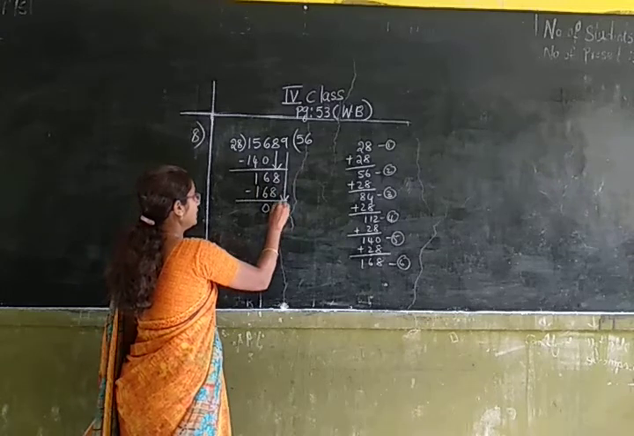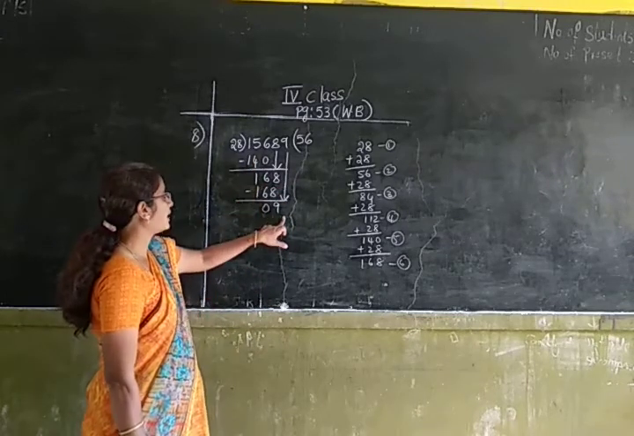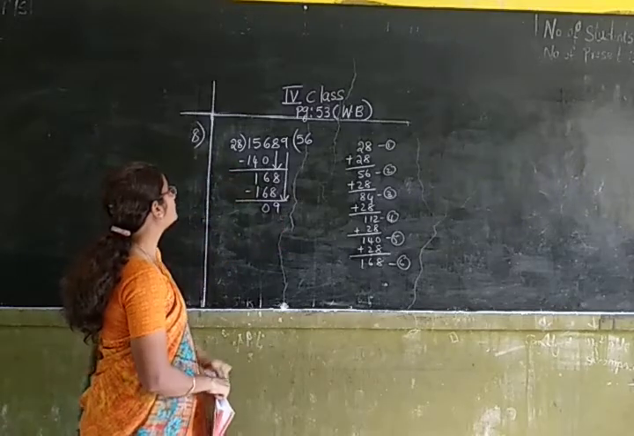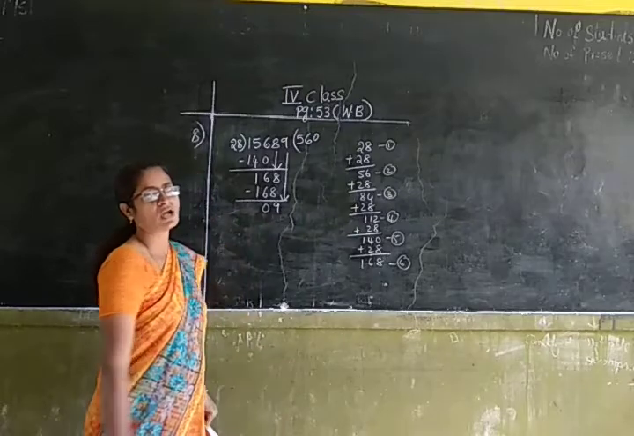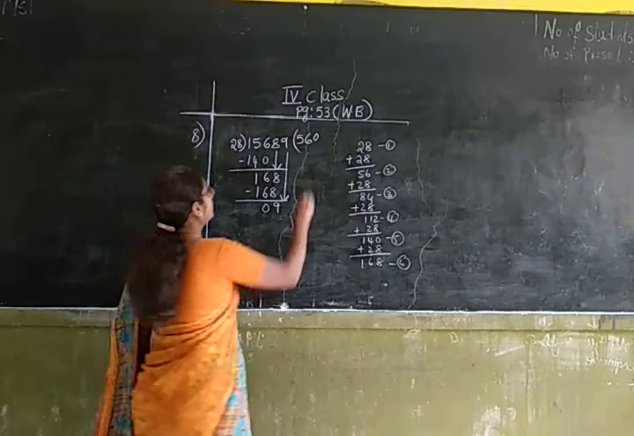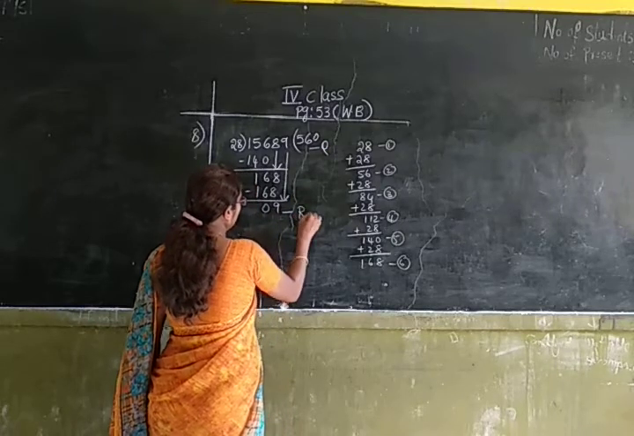Bring down 9. 9 is smaller than the divisor. So, you have to put 0 in the quotient. So, 560 is the quotient and 9 is the remainder.